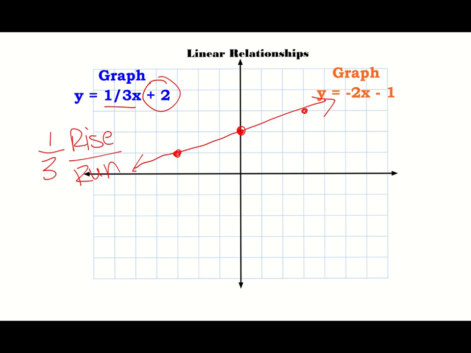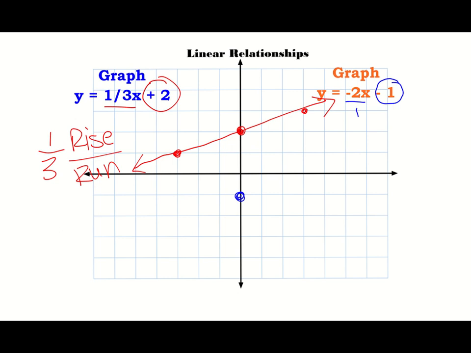Then let's say I'm graphing y equals negative 2x minus 1. So start with your y-intercept, always the first spot. So negative 1 is going to be down here. And then negative 2 is my slope. Sometimes it helps if you think of this as negative 2 over 1, because then I can see the rise over run. So this time it's a negative slope.